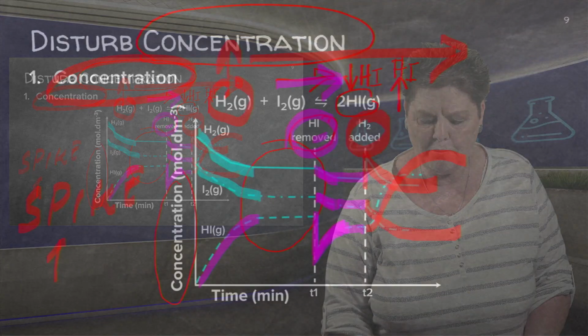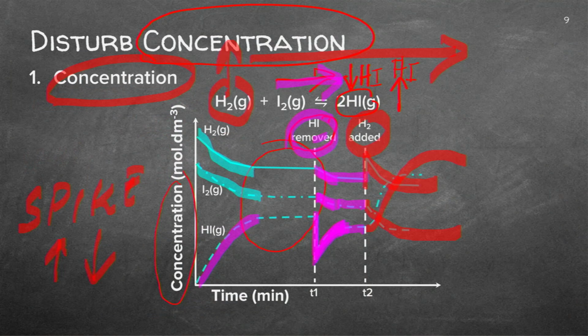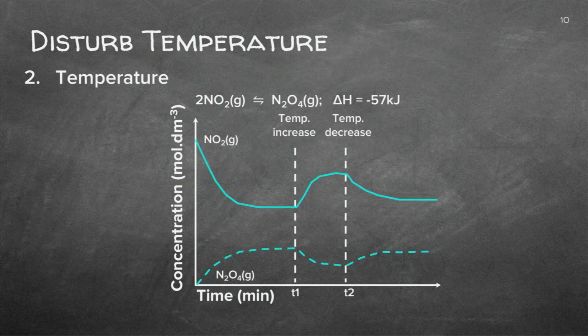It's either upwards or downwards. Make sure that you see the spike. The second disturbance that we're going to do is we're going to change the energy. Now this is an exothermic reaction. The exothermic means the energy is that side. That's one of the immediate things I do.